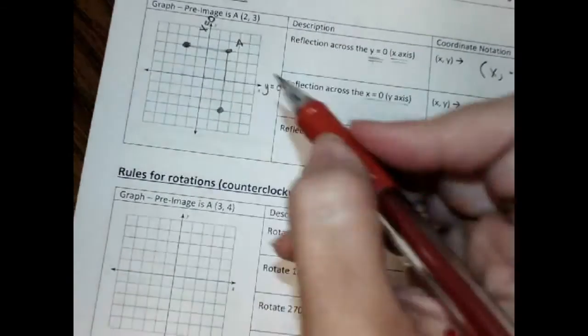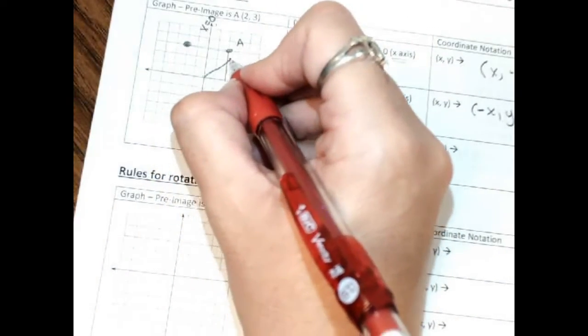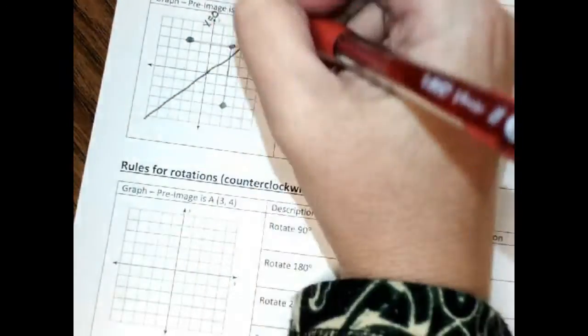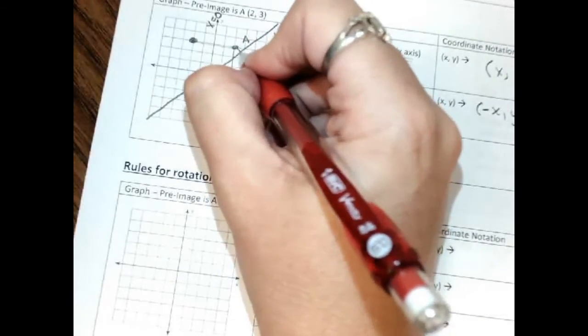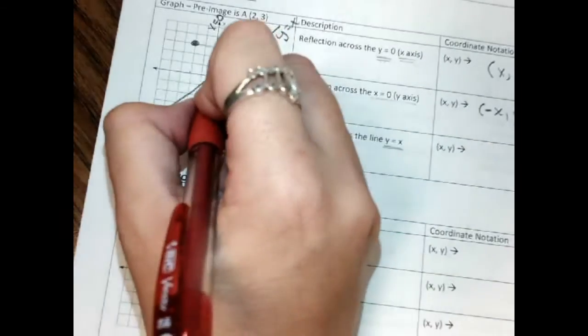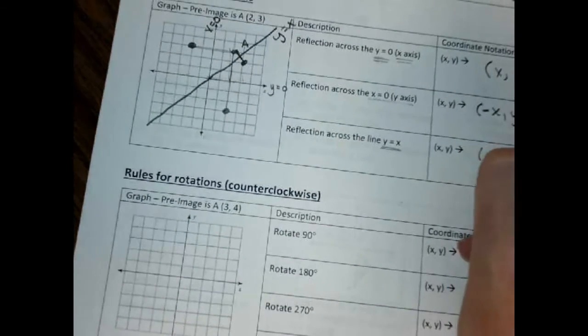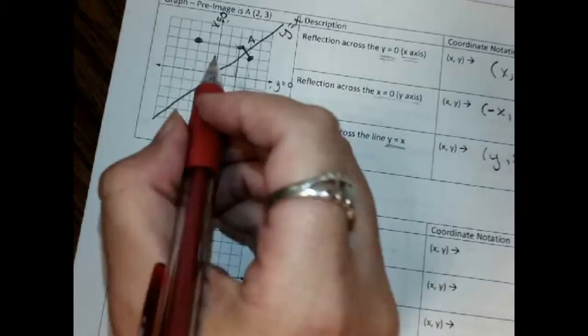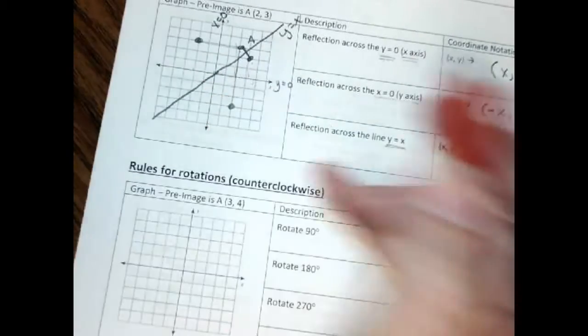And if I reflect across the line y equals x, the line y equals x is this one right here. This is y equals x. And if I reflect across it, it's going to go straight across like that. It goes from (2, 3) to (3, 2). So exactly what happens is just the x and the y swap places. So instead of (2, 3), it's (3, 2).